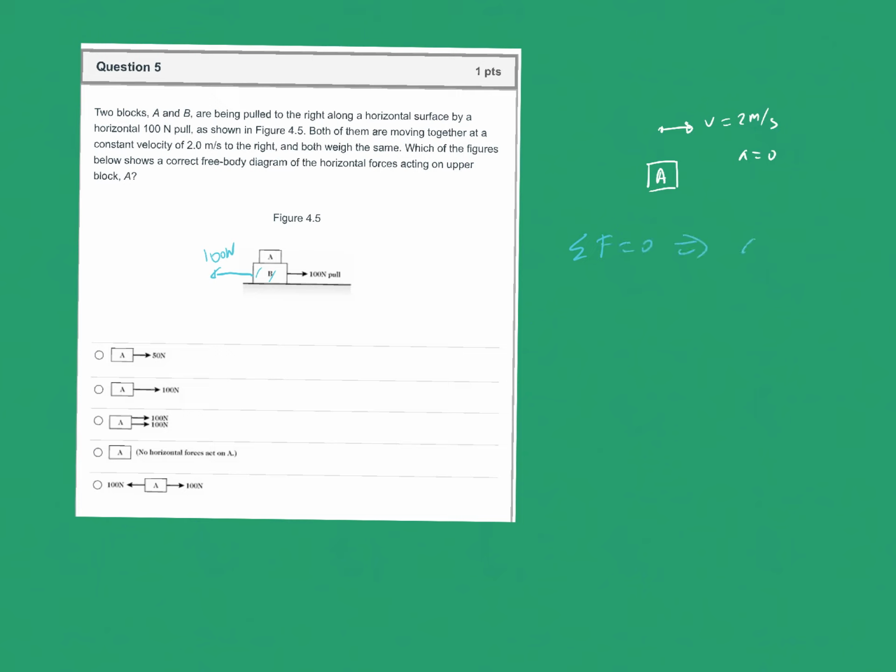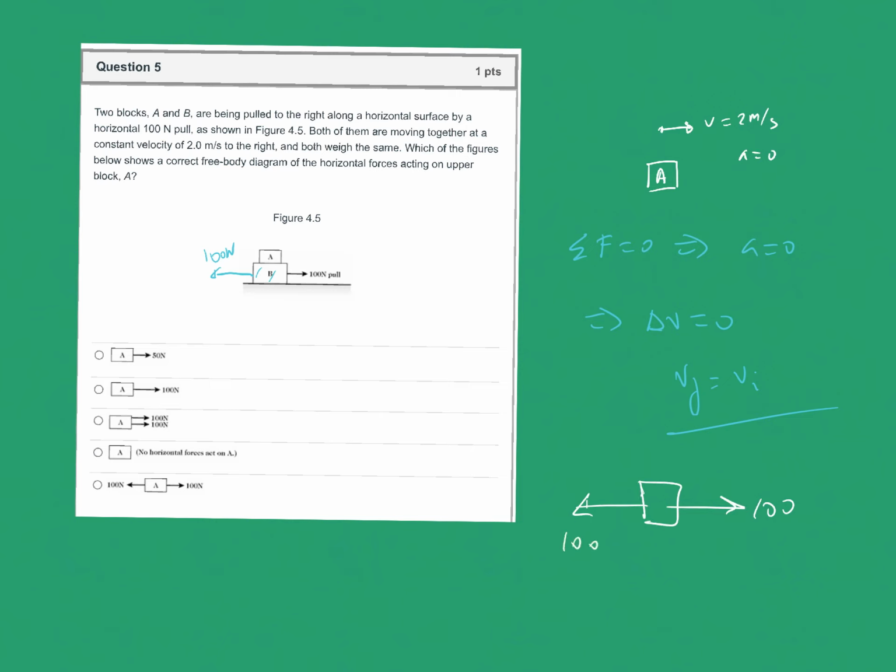This means that the acceleration is zero. This means that the change in velocity is zero over the time. And this means that V final equals V initial. So this is the problem. But the problem is asking about the body B, which will have two forces acting on it: 100 newtons going in this direction, and 100 newtons going in the opposite direction.